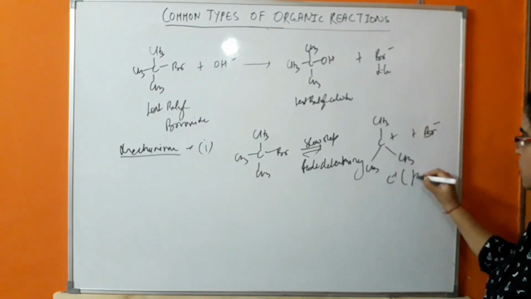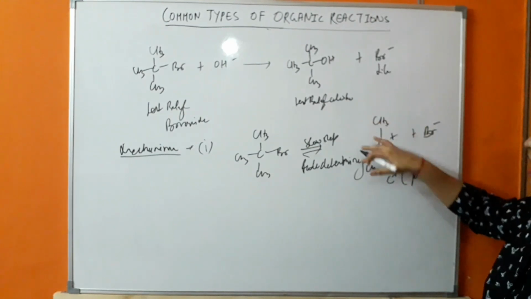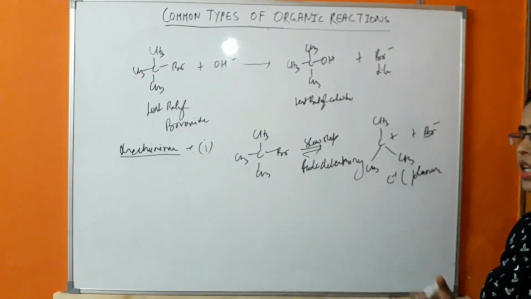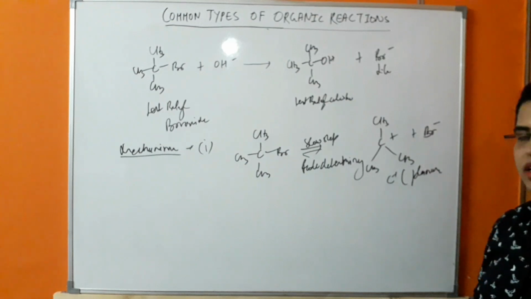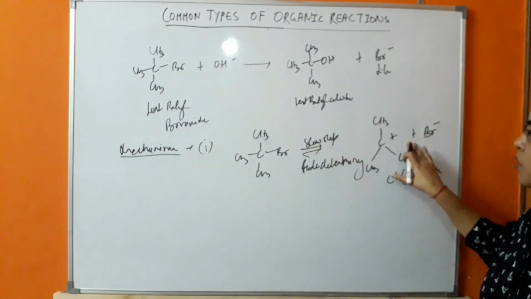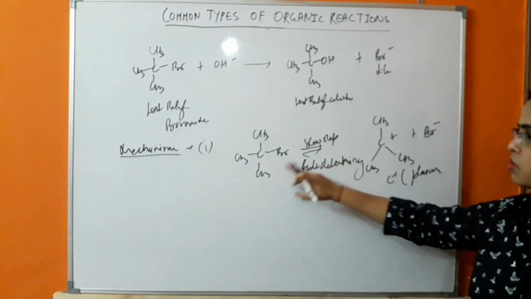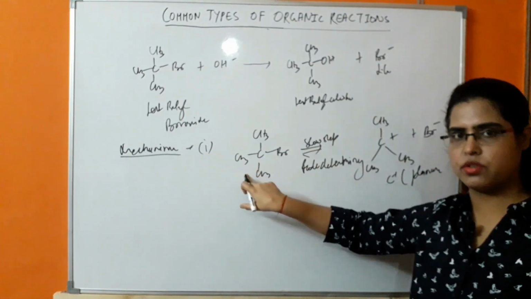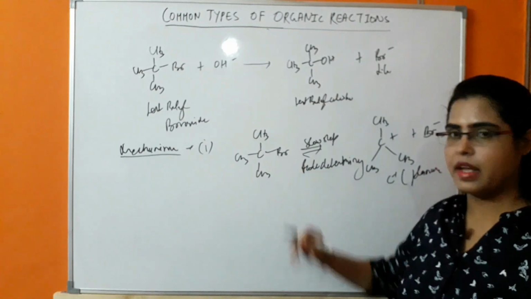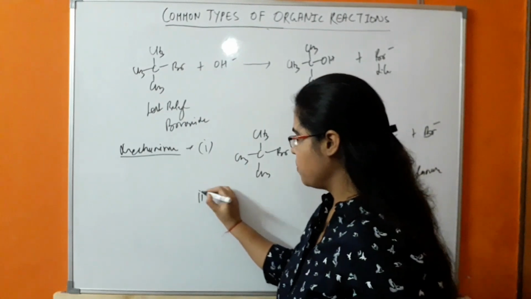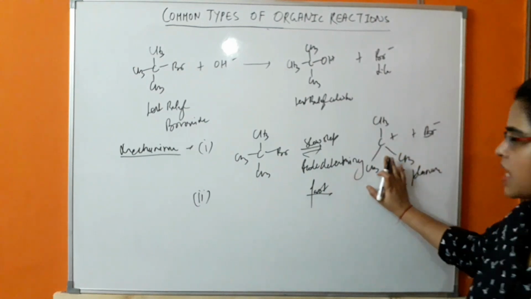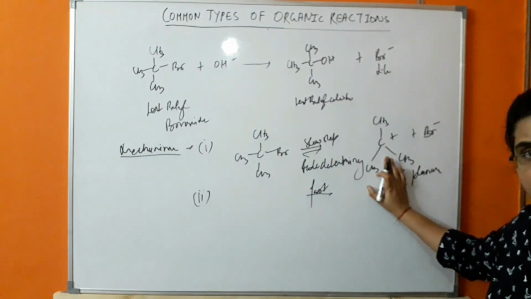This carbocation is planar. It means the angle between each bond is 120 degree. So this carbocation is planar and the formation of this carbocation is taking place in the first step. So the rate of reaction is only dependent upon this substrate, that is tert butyl bromide. Second step is fast because this reactive intermediate is highly reactive.